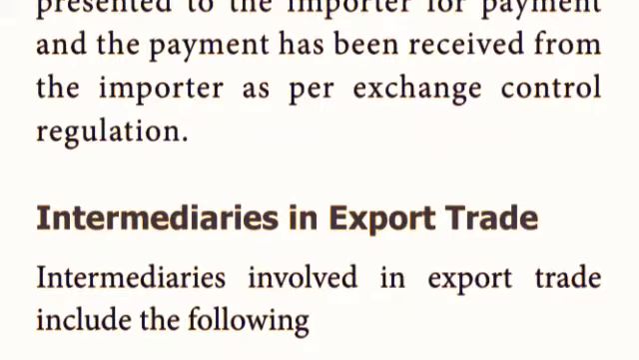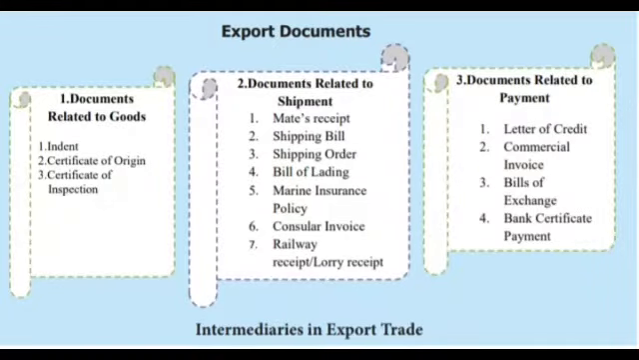Intermediaries in export trade. Intermediaries involved in export trade include the following. See here, export documents. First one, documents related to the goods: certificate of origin and certificate of inspection. Second one is documents related to the shipment: mate's receipt, shipping bill, shipping order, bill of lading and marine insurance policy, consular invoice, railway receipt or lorry receipt. Third one, documents related to the payment: letter of credit, commercial invoice, bills of exchange and the bank certificate of payment.